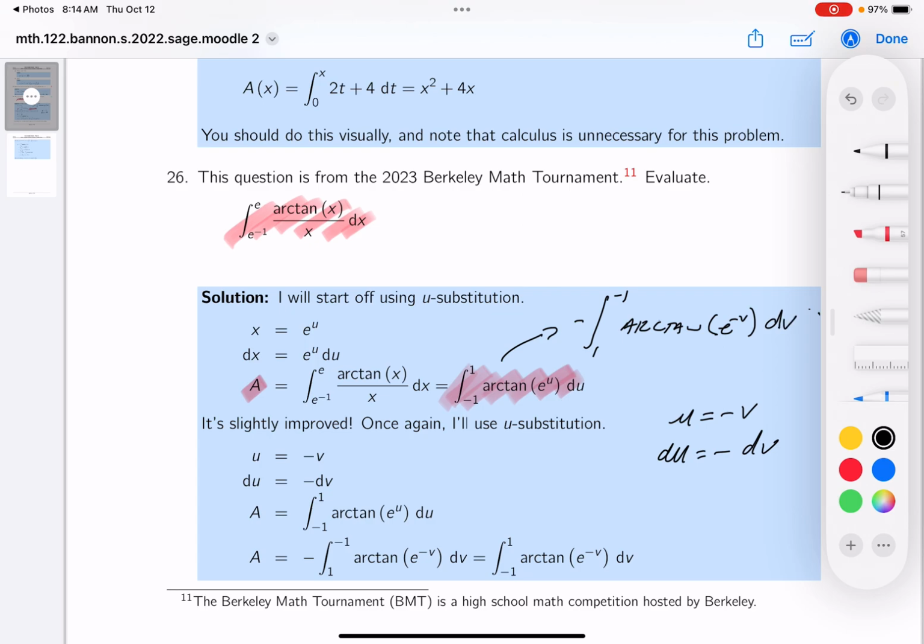And if I look at that, because I know it's minus, I'm going to switch the limits of integration, and say it's really the same thing as, I'm sorry, minus 1 to 1 arctangent of e to the minus v dv. And again, somebody looking at it might say, is that really helping me? I don't know. You just keep moving forward.